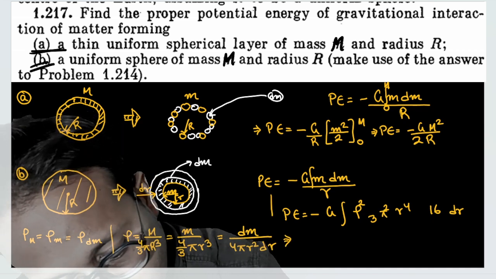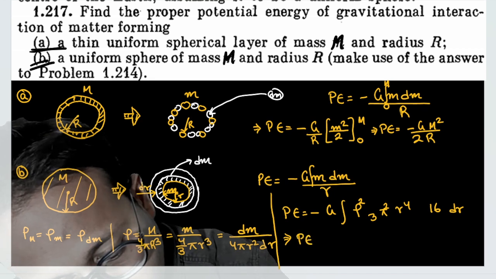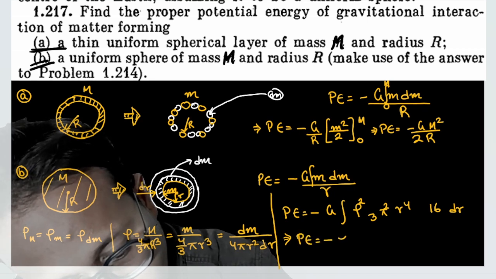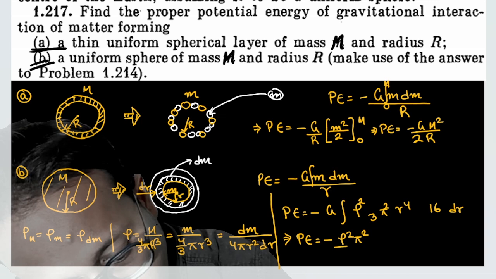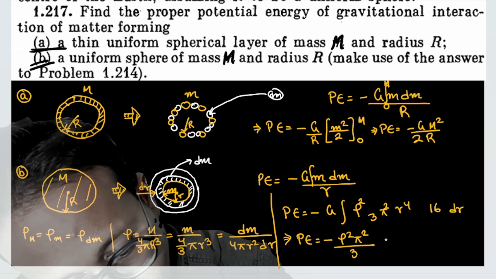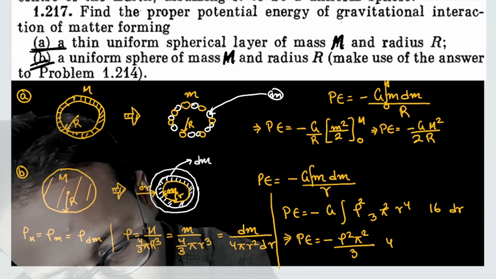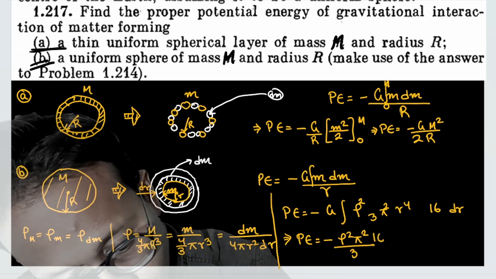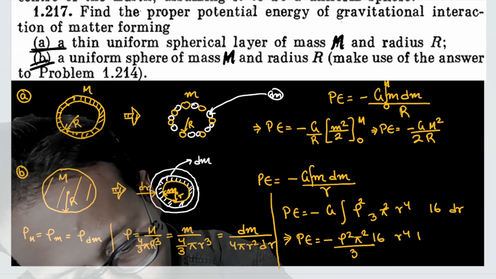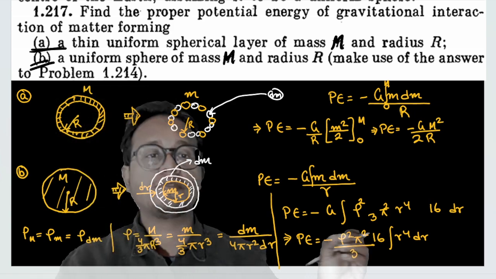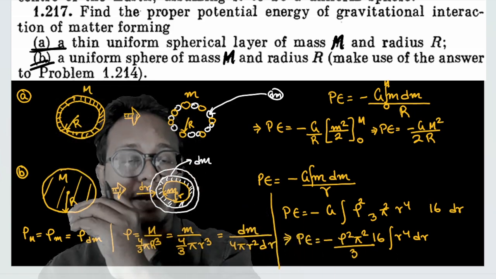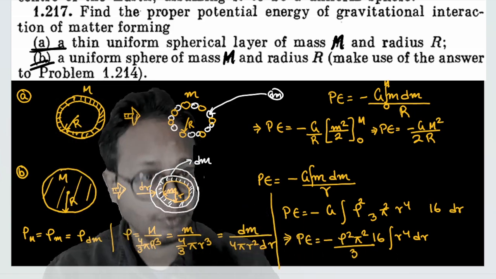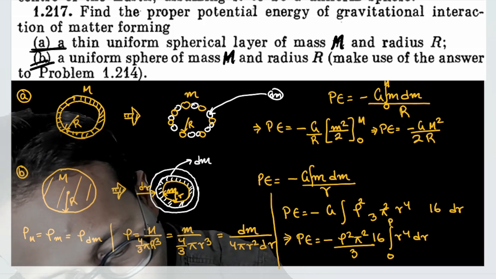So potential energy, this is separate. Potential energy is nothing but minus rho square pi square by 3 into r to the power 4 into dr. There is 16 also, so 16 by 3, into r to the power 4 dr. And you have to integrate this r to the power 4 from 0 to capital R. You have to integrate for the entire solid sphere, no? So from 0 to capital R.